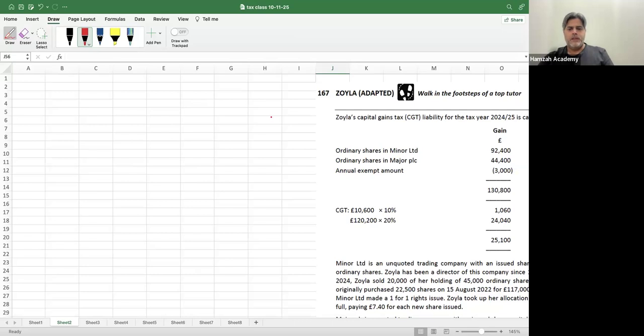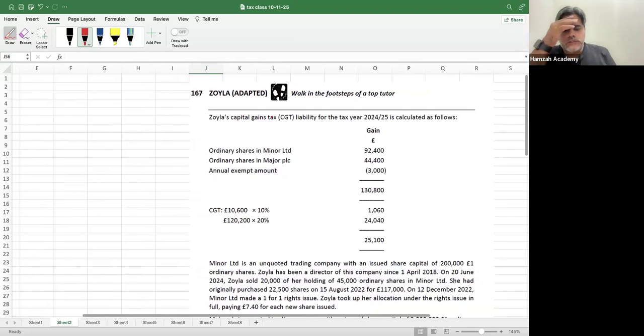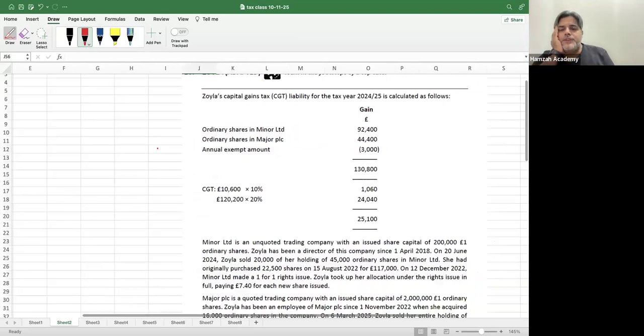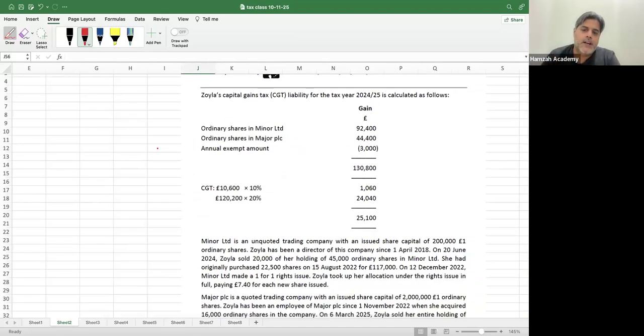Okay. Now, Zoila's capital gain tax liability for the tax year 24-25 is calculated as follows. We have the ordinary shares in Minor, ordinary shares in Major, annual exempt amount 3,000. So we have this total over here. Capital gain tax is at 10 and then at 20. So this is what we have over here.